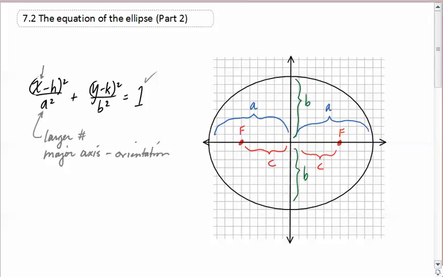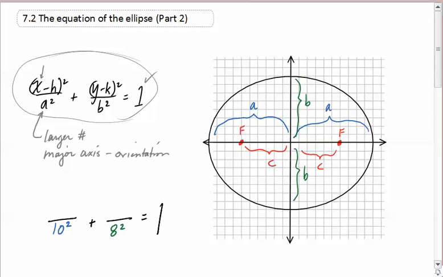So if we were going to build an equation just from this picture, using our template here of the standard form of an equation of an ellipse, here's what we would do. We would say, okay, A in this picture is 10, so I'm going to put 10 squared on the bottom of that fraction. B in this picture, remember B was, what, 8? So we're going to put 8 squared down there. The whole thing has to equal 1.